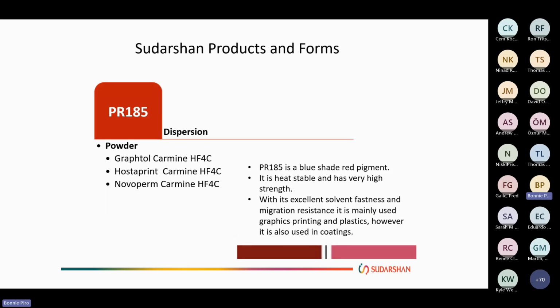Pigment in the red side, Pigment Red 185 is more of a blue shade pigment, to be able to provide that nice blue shade pigment in this space. Still high strength, high heat stability, and good fastness.